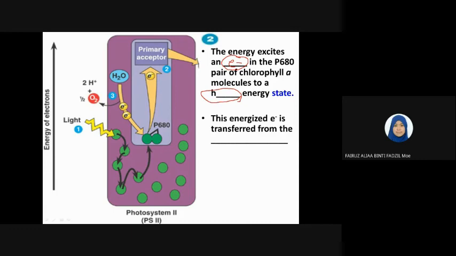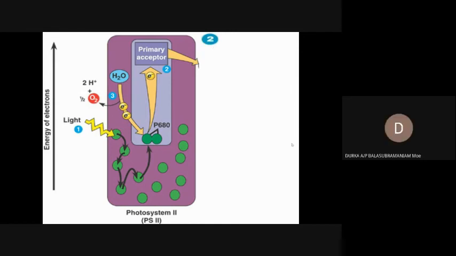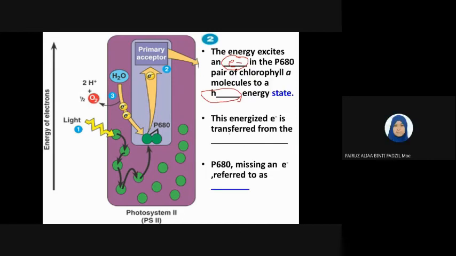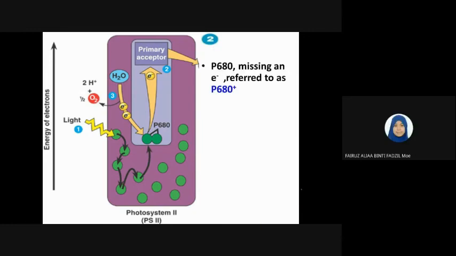This energized electron is transferred from the P680. Then P680 missing an electron is referred to as P680 plus. Alright, correct. Next.